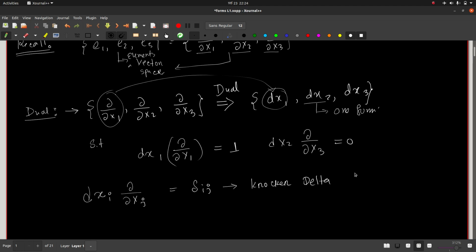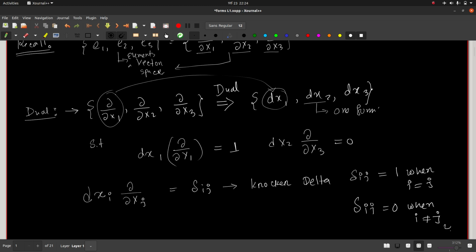What does Kronecker delta mean? Kronecker delta is just an identity matrix. So Kronecker delta is 1 when i equals j, and the value is 0 when i does not equal j. This is just a compact way of writing things.